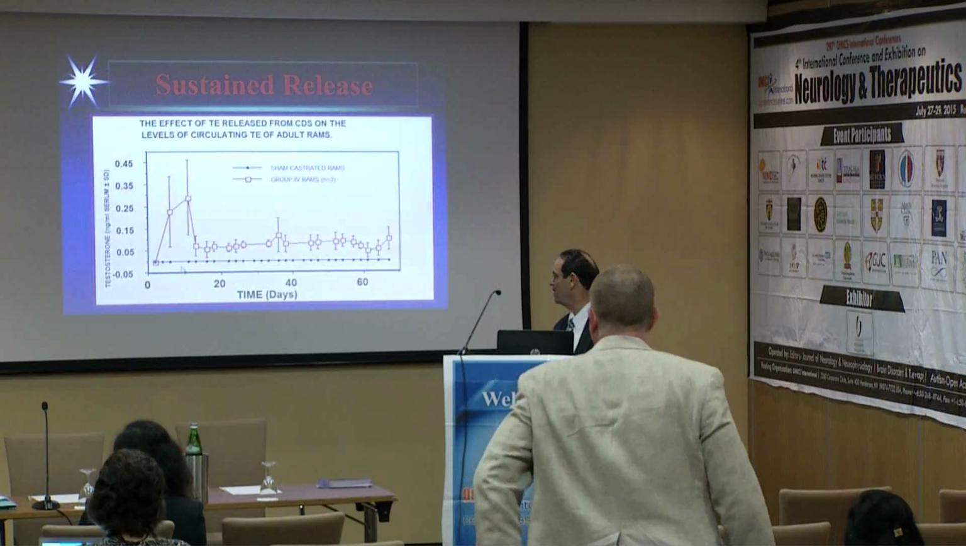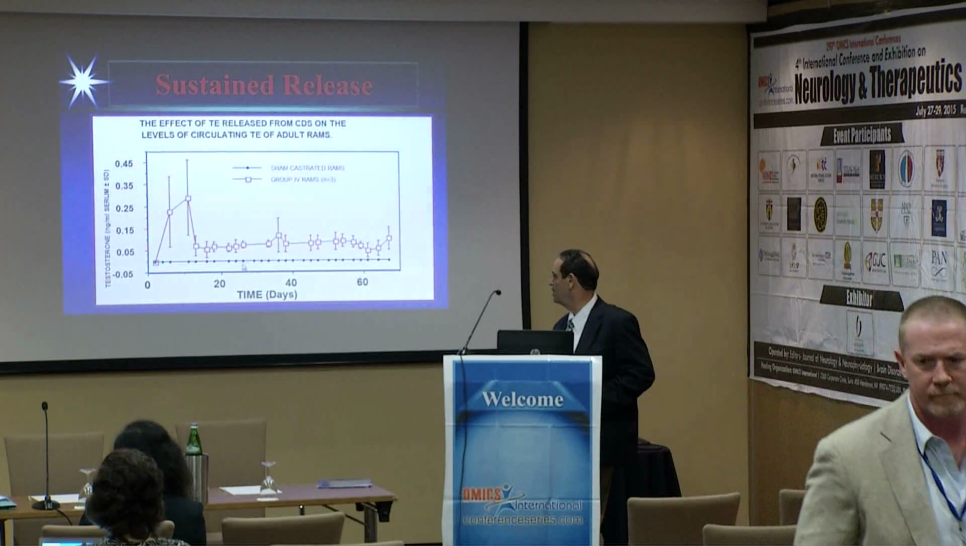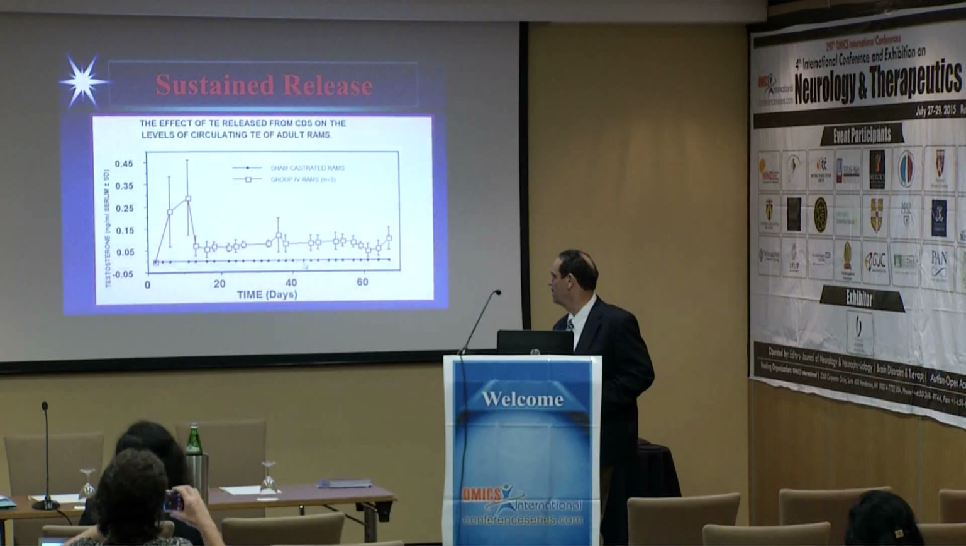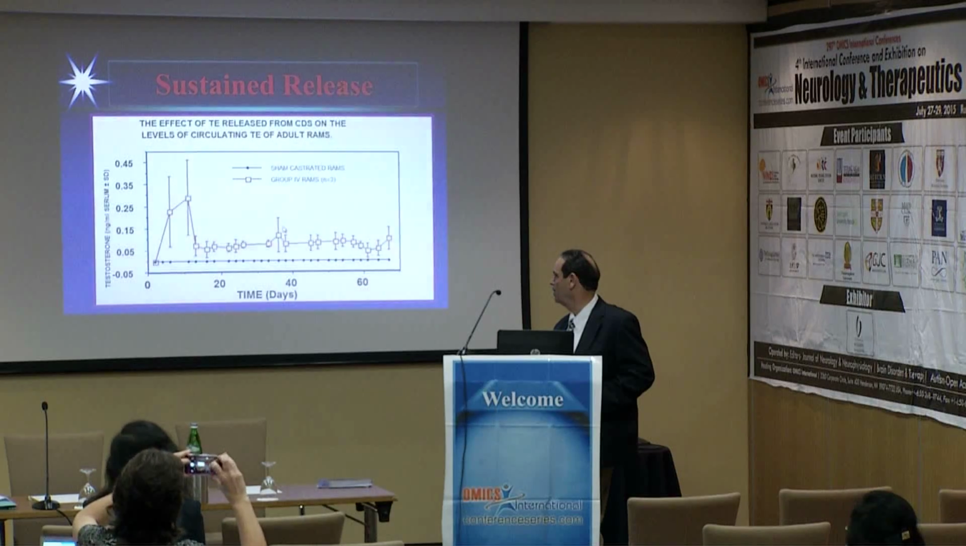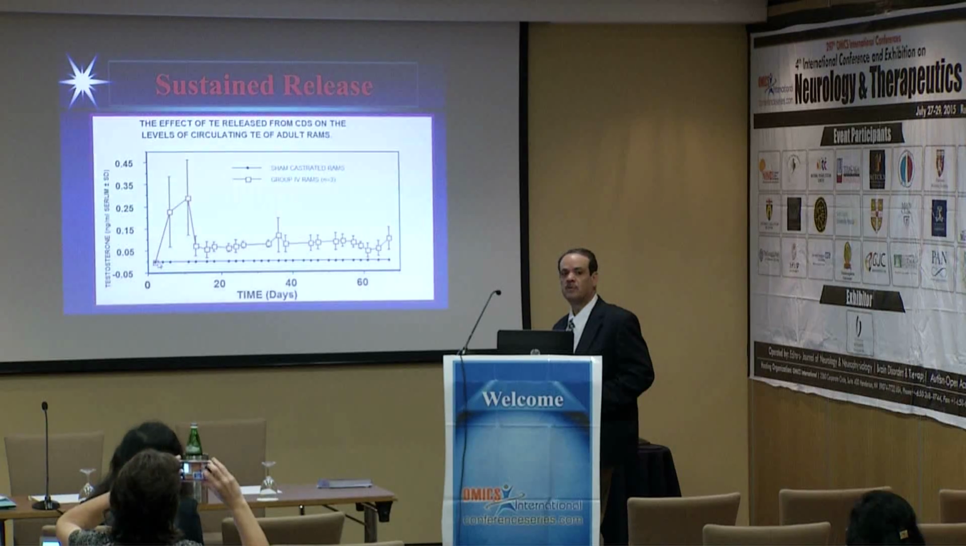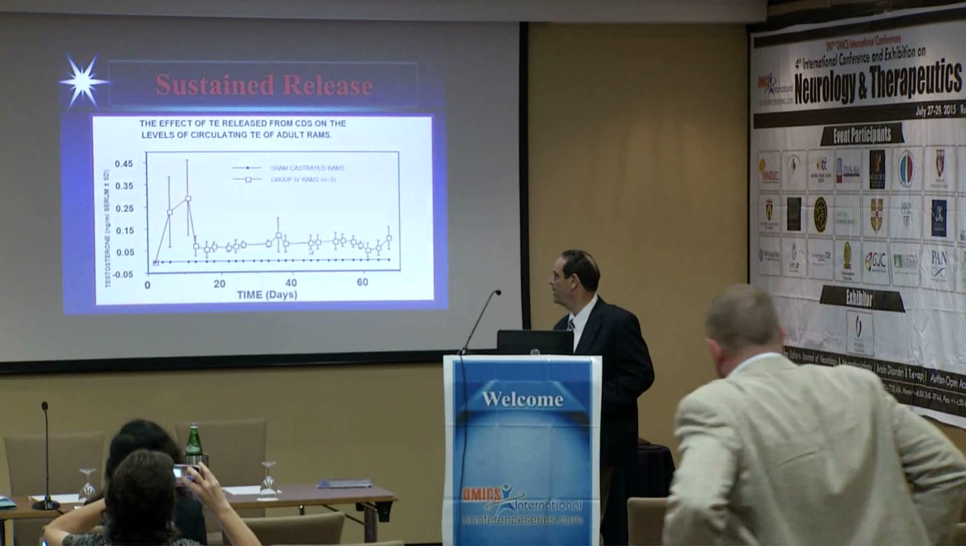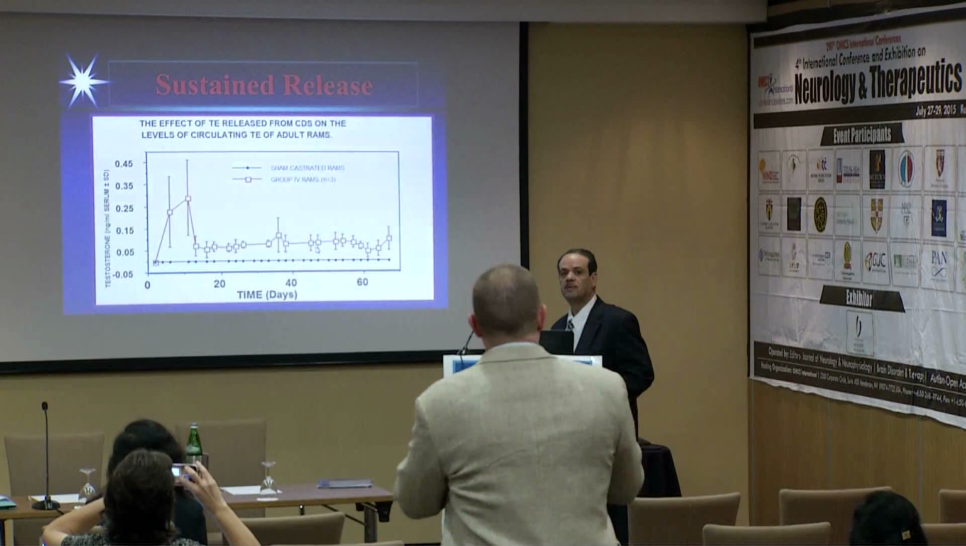This is the blood level of testosterone. You see it in castration. They don't have testes, so the level of testosterone is almost undetectable. And these are castrated rams that have the capsule in them. You see the sustained level. We managed to maintain sustained levels.